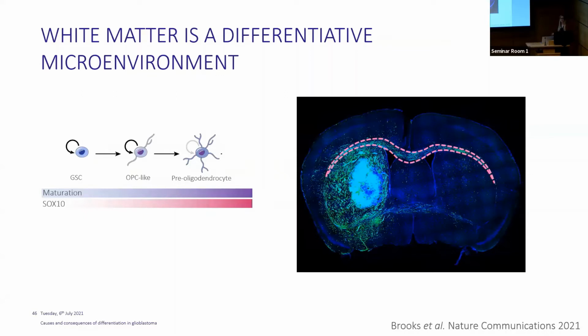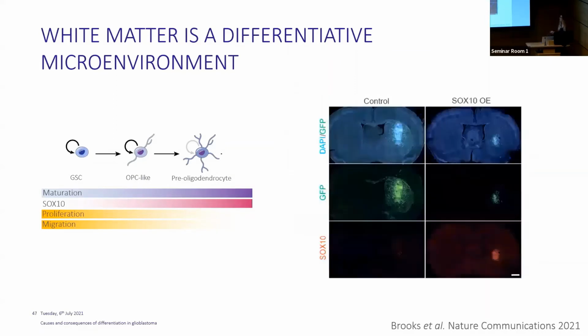Rather, I'd like to focus on the consequences of this differentiation. As cells mature, they become less proliferative and also less migratory. So we reasoned that if we could drive differentiation, we could push the tumour to a less proliferative, less invasive state. And this is exactly what we found. Here on the left-hand side is one of the control tumours. Again, the tumour cells are shown in green, and you can see them invading throughout the hemisphere and across the corpus callosum. In the SOX10 overexpressing tumours, you can clearly see these are much smaller and much less invasive.